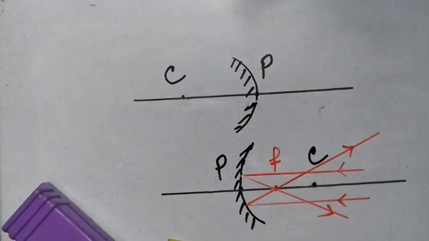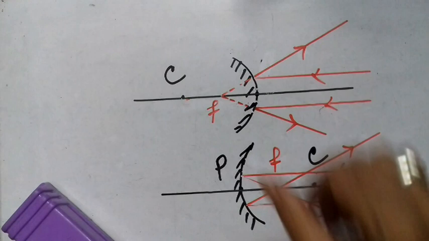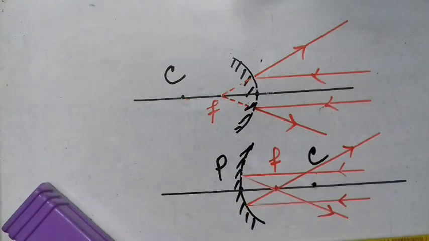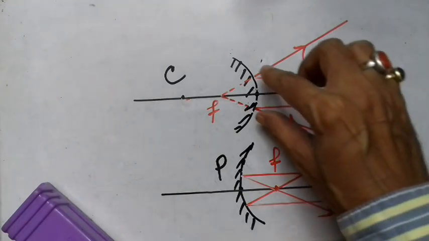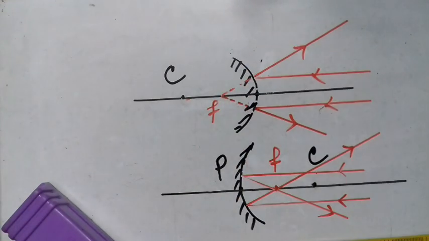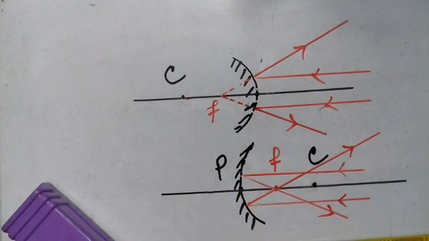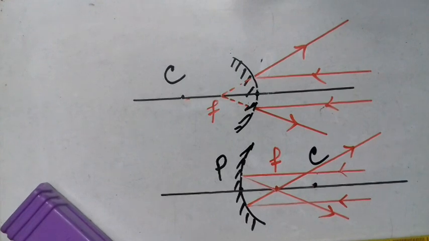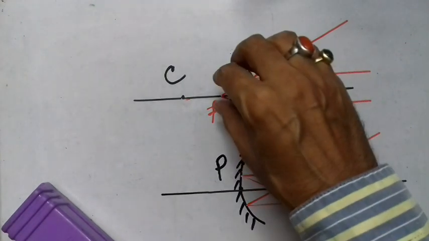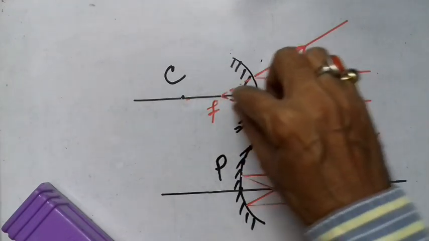Let me complete the diagram. I have taken these two parallel rays parallel to the principal axis. They are reflecting. If you extend them at their back, they will meet at a point on the principal axis. This is called the principal focus of a convex mirror. So the principal focus of a convex mirror is behind the mirror. Actually the rays look like they are emerging from this point.